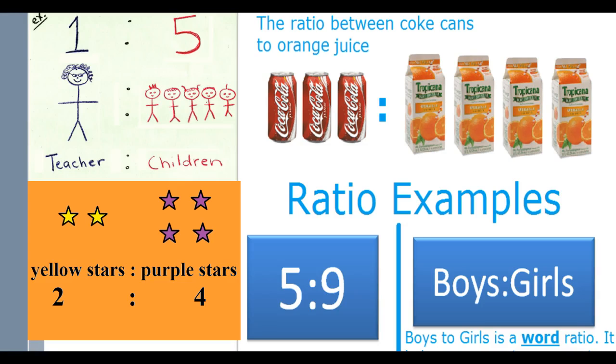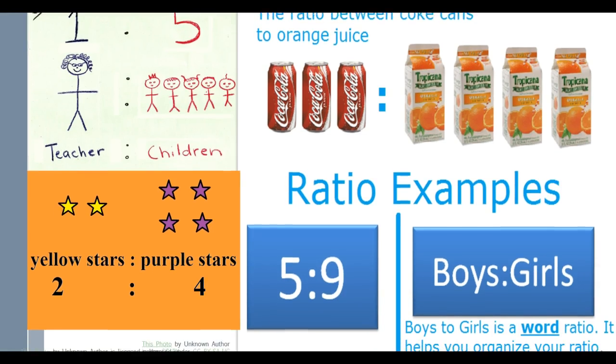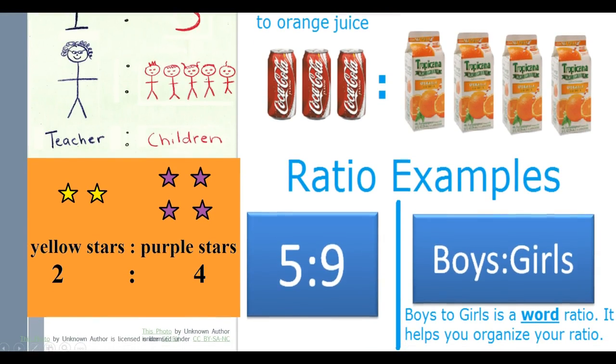If we look at the ratio between the Coke cans and the orange juice, we can see that there are 3 Coke cans versus 4 orange juice. So the ratio is 3 to 4. Other ratios that you can see are, for example, 5 to 9, or 5 colon 9, and then boys to girls. Boys to girls is a word ratio. It helps you to organize your ratio.